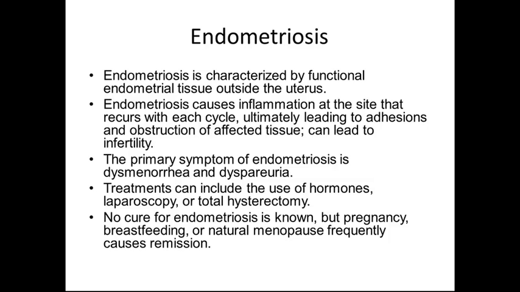Endometriosis is characterized by functional endometrial tissue outside the uterus. Endometriosis causes inflammation at the site that recurs with each cycle, ultimately leading to adhesions and obstructions that affect tissue. This can lead to infertility. The primary symptoms of endometriosis are dysmenorrhea and dyspareunia.